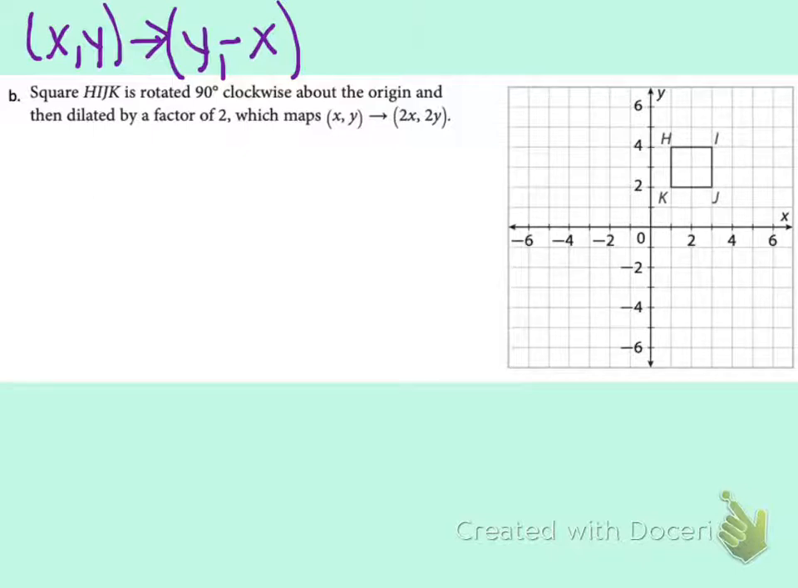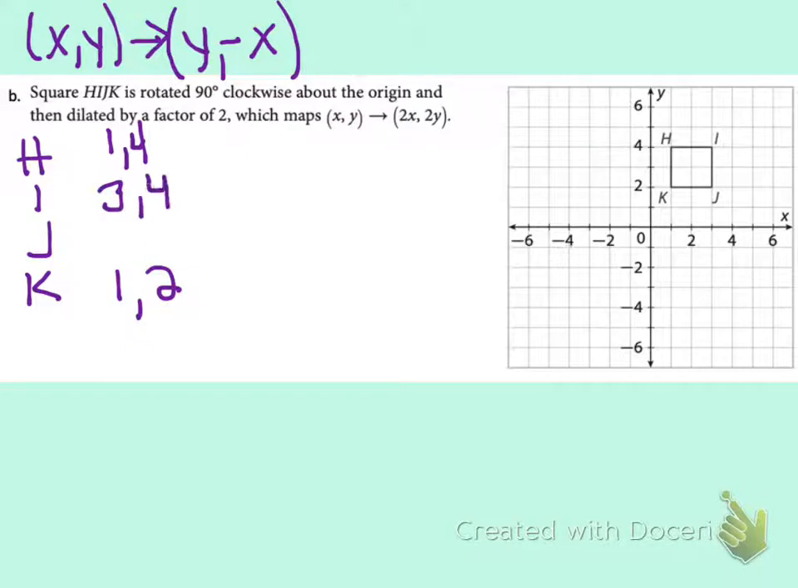So let's first list out these coordinates, H, I, J, and K. So H is at 1, 4. K is at 1, 2. I is at 3, 4. And J is at 3, 2. So now we're just going to apply this rule to rotate the figure 90 degrees.